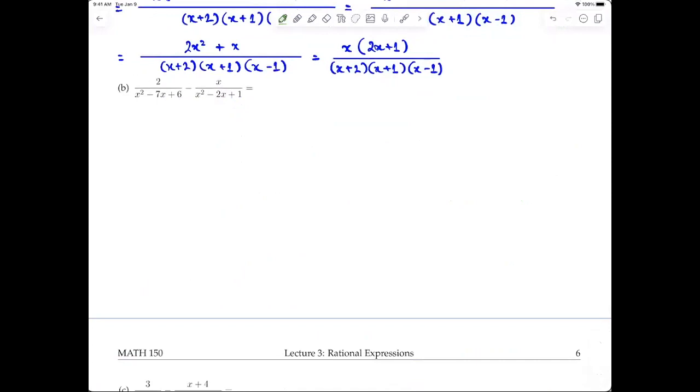So again, we're going to factor the numerator and the denominator when possible. But in this case, there's nothing to factor on the numerator. So here's what we do. So we factor the denominator. So x squared minus 7x plus 6 will give me x minus 6 times x minus 1, minus x over x minus 1 times x minus 1. Any questions on this factoring?